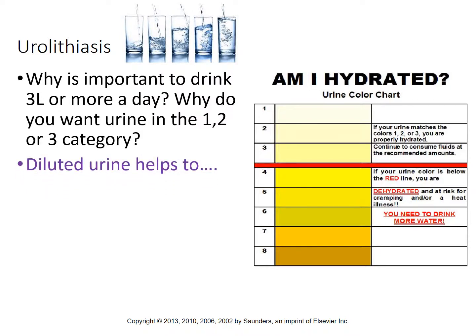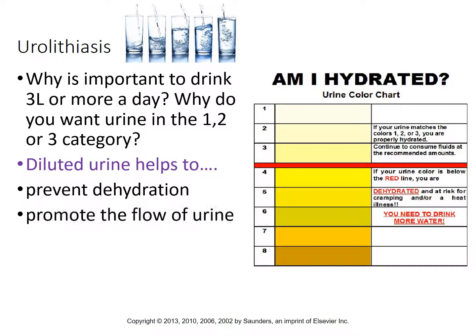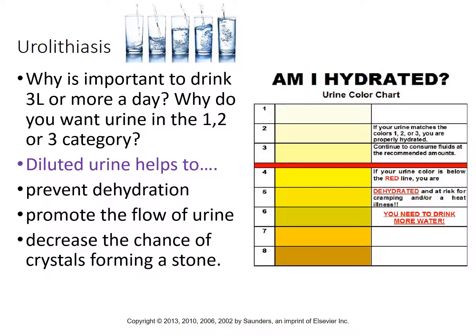Well, let me tell you. Diluted urine helps to prevent dehydration, promote the flow of urine, and it also, this is the big one, decreases the chance of crystals forming a stone. So 1, 2, 3, those are our magic numbers. 1, 2, 3.